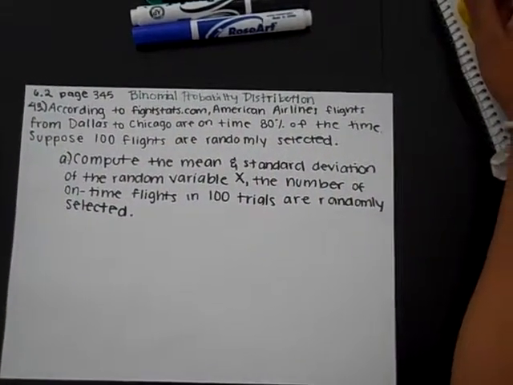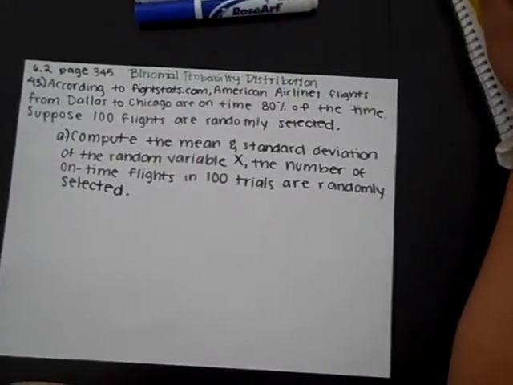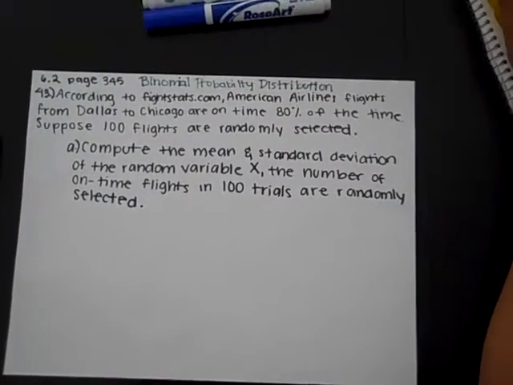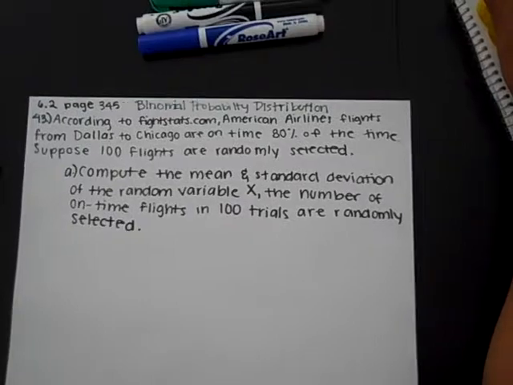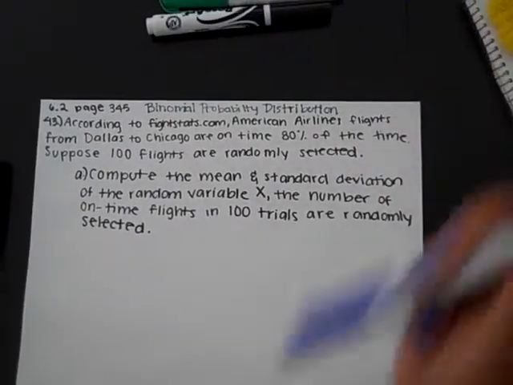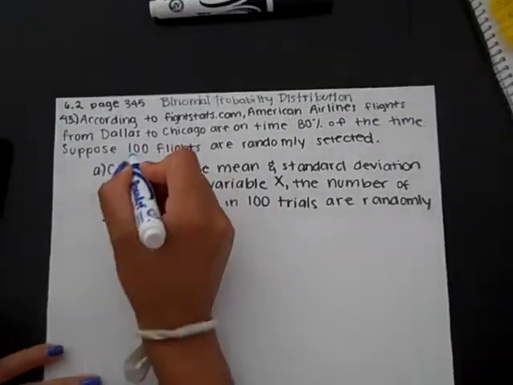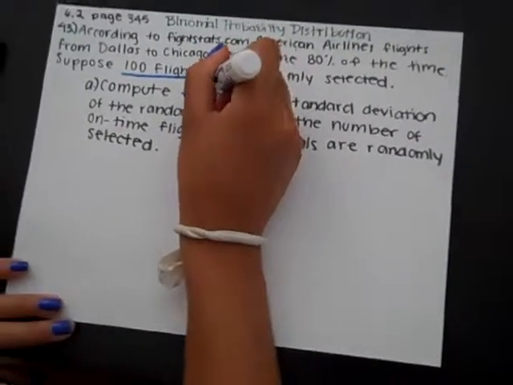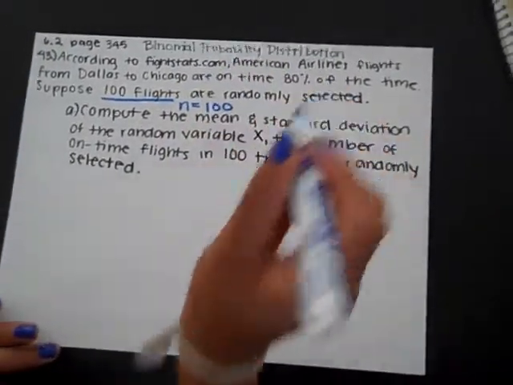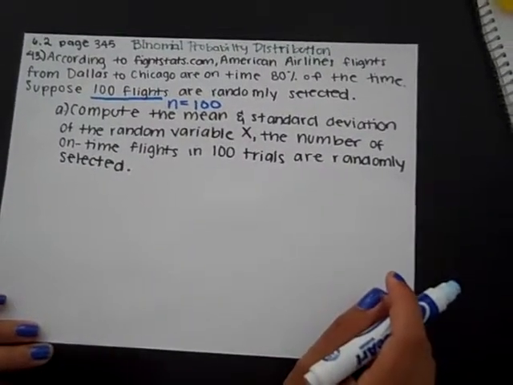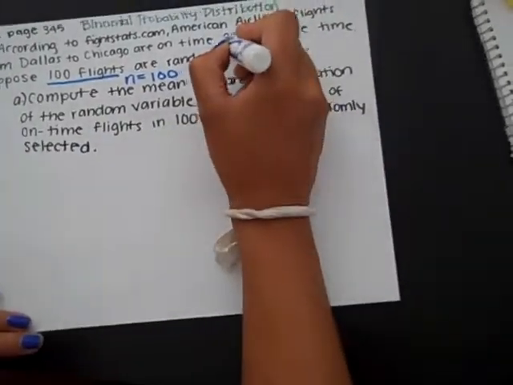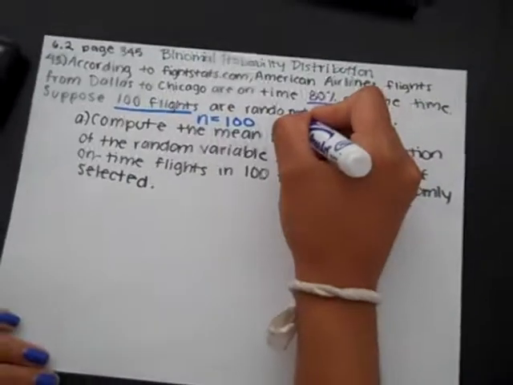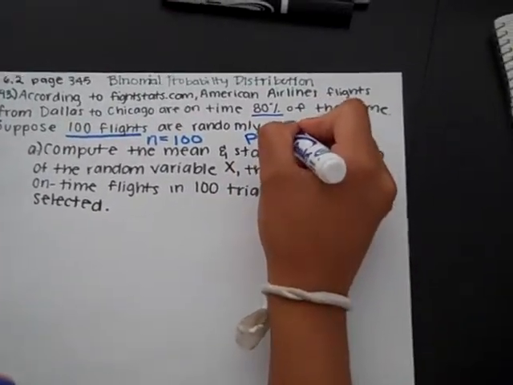Number 43 states, according to flightstats.com, American Airlines flights from Dallas to Chicago are on time 80% of the time. Suppose 100 flights are randomly selected. The first thing you want to do is distinguish the sample size, which is 100 flights, so n equals 100. The second thing you want to distinguish is the probability, which is 80%. Converted into a decimal, p equals 0.80.